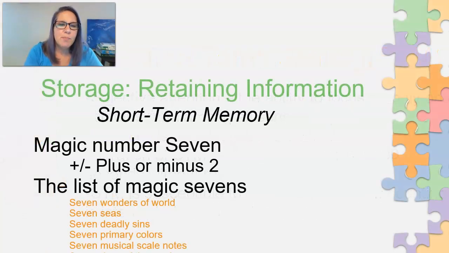So that magic number 7 plus or minus 2. This just kind of gives you a list of some of our magic 7s. If you ever wondered why things come in 7s oftentimes, we like to say it's because that's all our short-term memory can hold. Things like the 7 wonders of the world, the 7 seas, the 7 deadly sins, 7 primary colors, 7 musical notes if you're into music, and 7 days of the week.